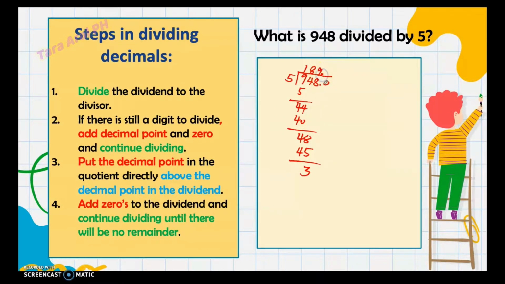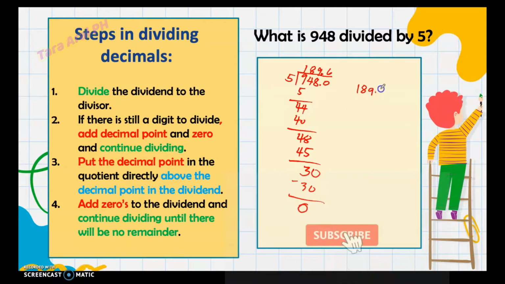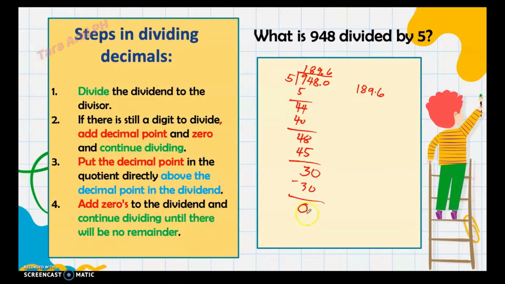Then we bring down 0 here. Then we can now divide 30 by 5, which is 6. And 6 times 5 is 30. No more remainder. Then our answer is 189.6. Now add zeros to the dividend and continue dividing until there is no remainder, just like this one.